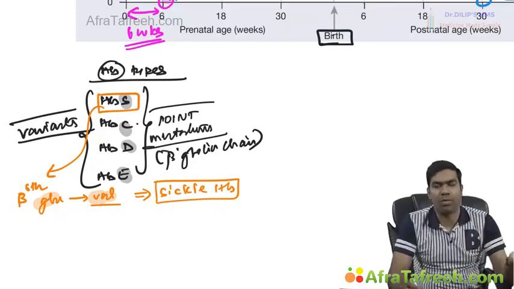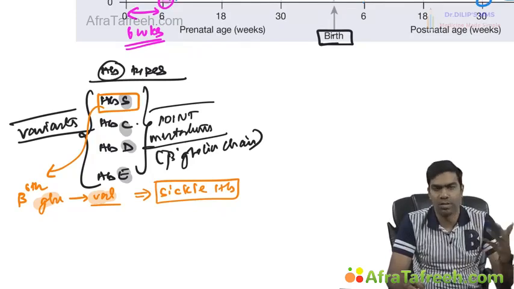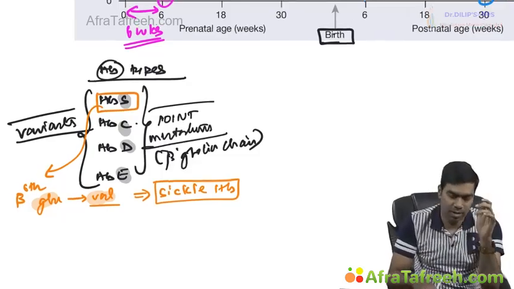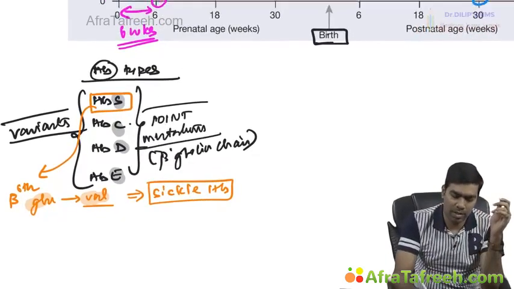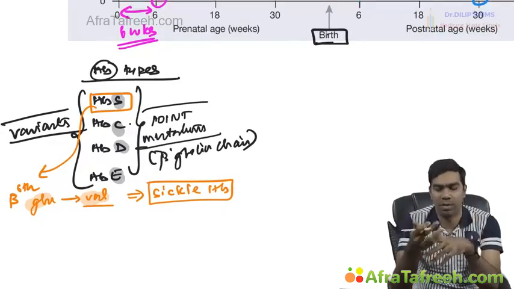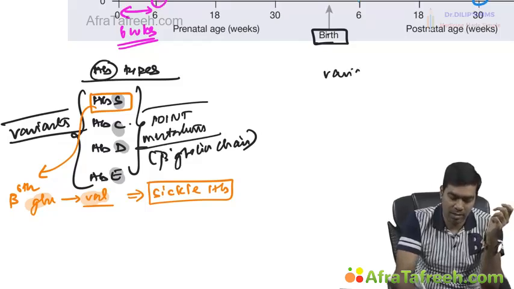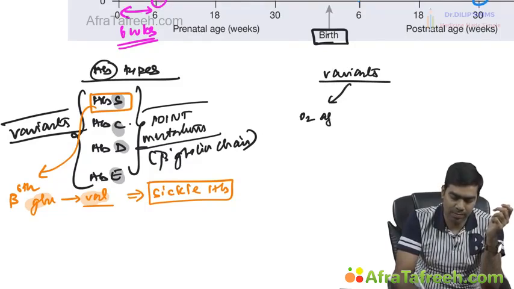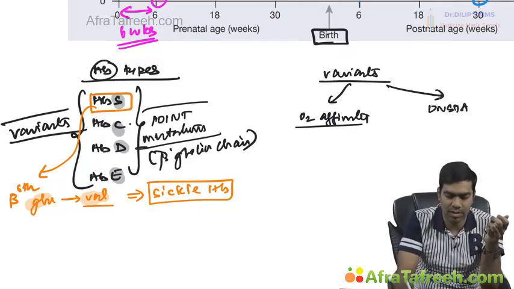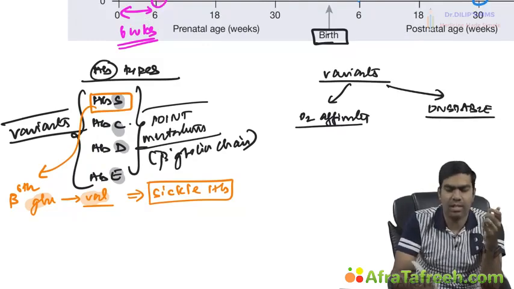You have a point mutation in HbC, in HbD, and similarly in HbE. We'll discuss these in the thalassemia and sickle cell anemia topic. Apart from that, these are some of the hemoglobin types and the variations in the properties of hemoglobin. There are certain variants that affect oxygen affinity. At the same time, there are variants that make the entire hemoglobin unstable, and these are called unstable hemoglobins.